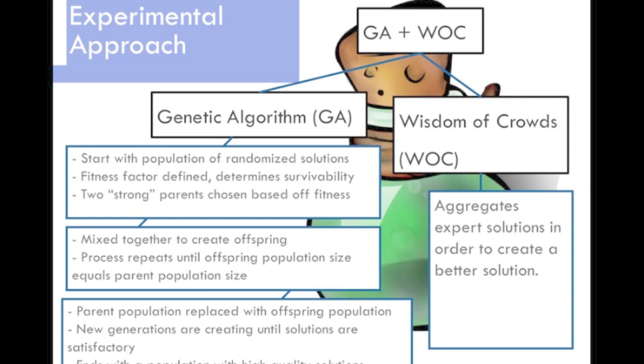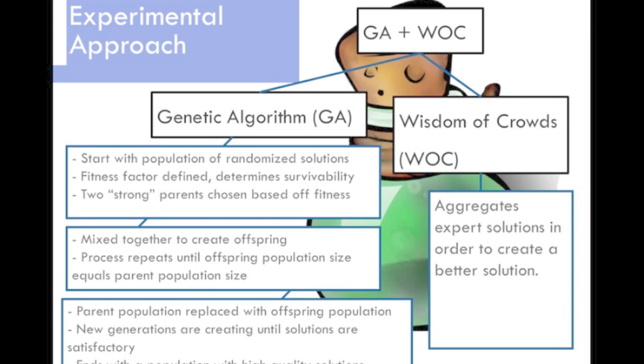Okie dokie, now we're going to talk about our approach that we did in this experiment. As we stated earlier, this is an experiment utilizing genetic algorithms and the wisdom of crowds. The genetic algorithm is based on the following premise. You start with a population of random solutions. From those random solutions, you need to define a fitness factor. The fitness factor is basically how well done that solution is.